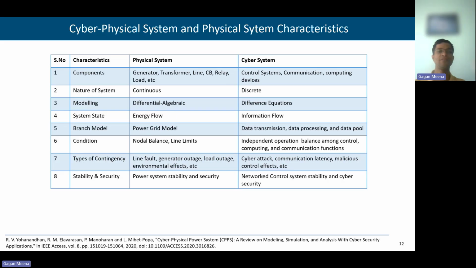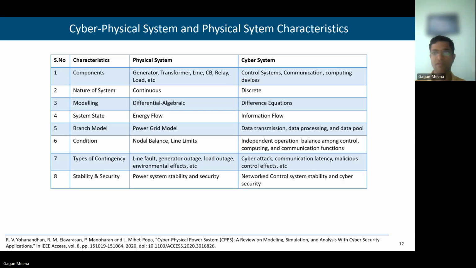And what's the condition for the physical system? It's nodal balance and line limits. While for the cyber system, it is independent of operation, balance among controller, computing, and communication functions. There can be contingencies like line fault, line outage, load outage, etc. While in the cyber system, cyber attack, communication latency, malicious control effects, etc.